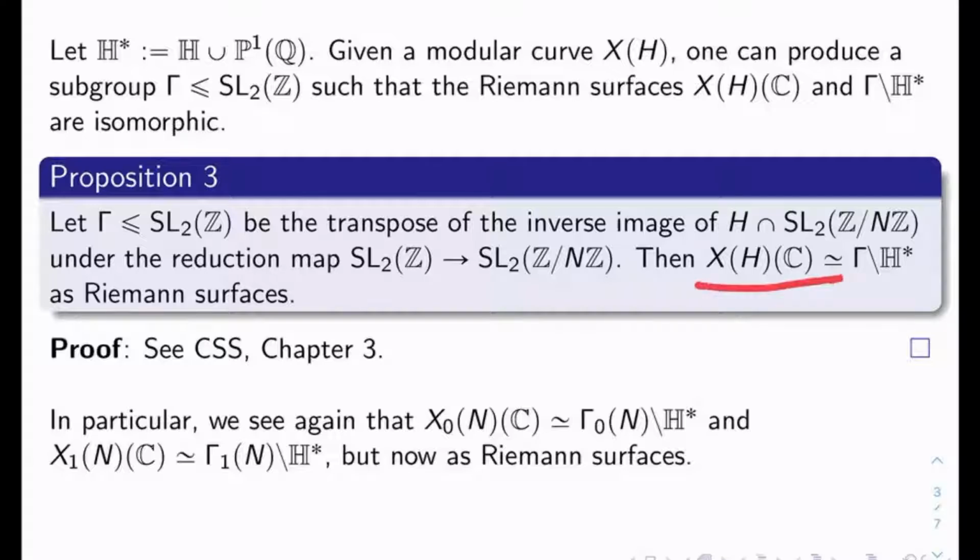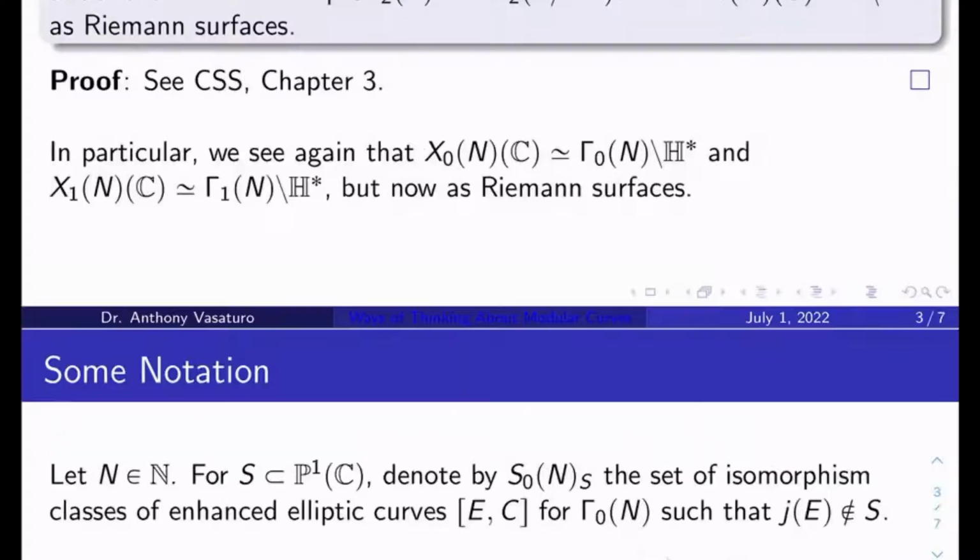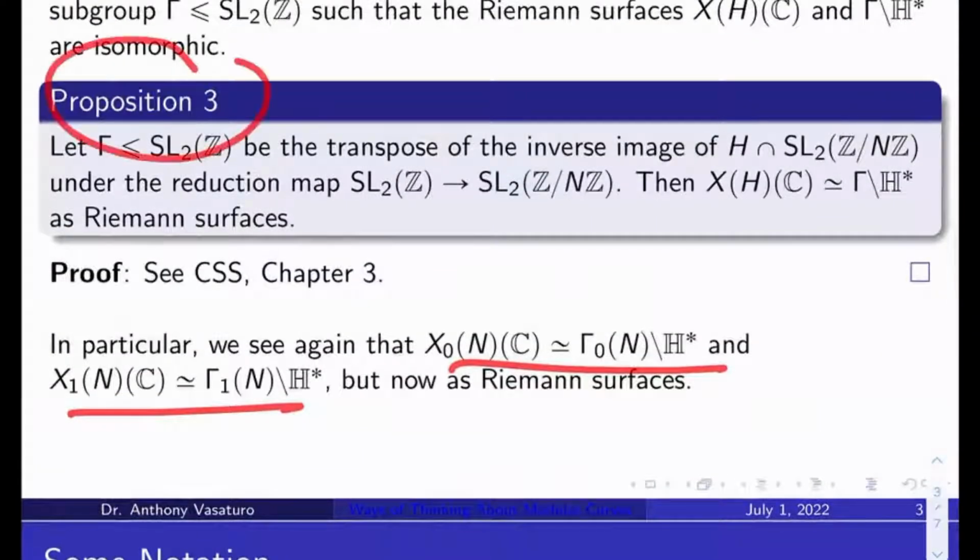Then it turns out the complex points of the modular curve X of H are isomorphic to the orbit space of Gamma acting on H star as Riemann surfaces. This is proven in Cornell, Silverman, Stevens, which I'll be calling CSS from here on out, chapter 3. In particular, we now see a strengthening of a fact that we already had. We see that the complex points of X sub 0 of N, that set, is isomorphic as Riemann surfaces to the orbit space of Gamma sub 0 of N acting on H star. And similarly, X sub 1 of N, its complex points are isomorphic as Riemann surfaces to the orbit space of Gamma sub 1 of N acting on H star. Okay, so these were bijections before, but this proposition guarantees me that there is actually an isomorphism of Riemann surfaces going on here.